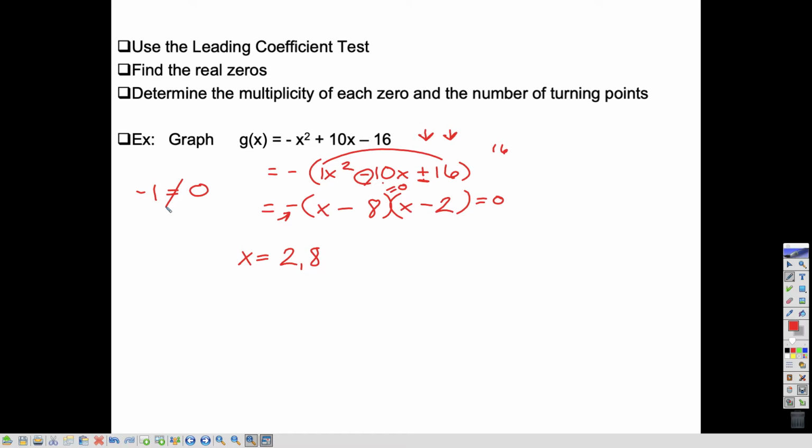Multiplicity of both of those? Just 1. Okay. Again, if it says discuss the multiplicity, if it's just 1, you don't need to say multiplicity of 1. Turning points. How many turning points am I going to have? 1. It is a parabola, so this one's going to increase to our max, and then what? Decrease.